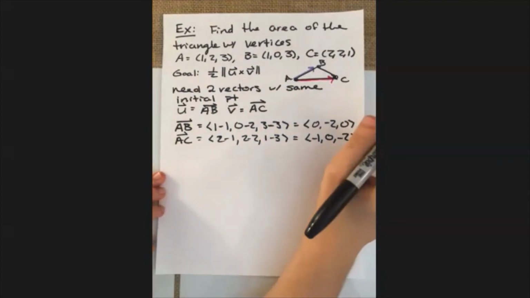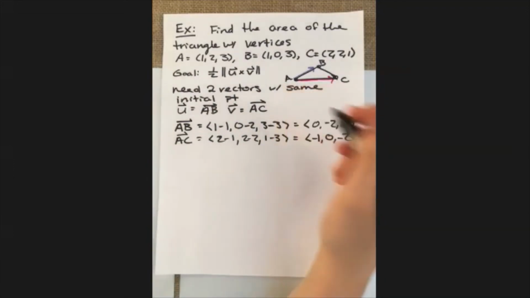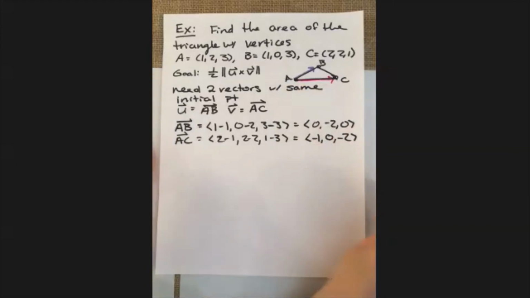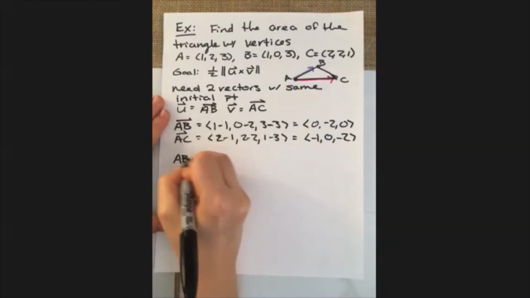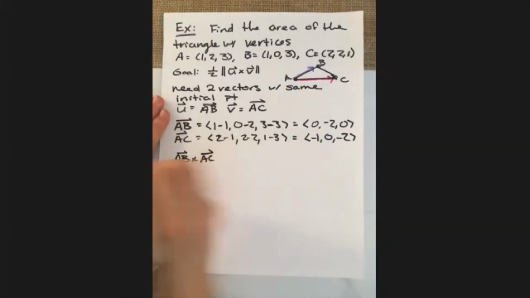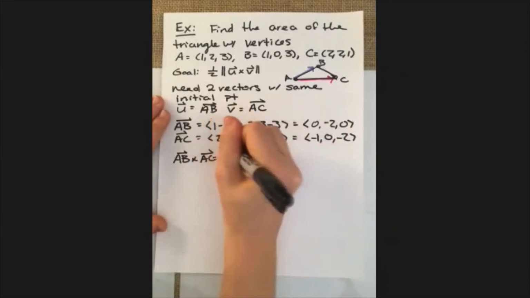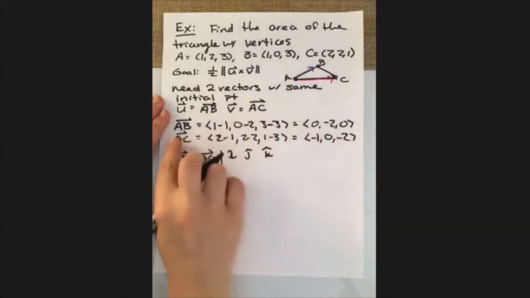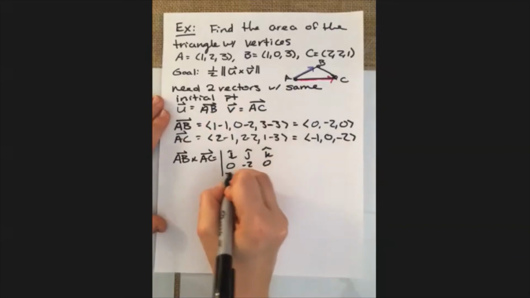Okay, so now we have our two vectors, and all we've got to do at this point is plug them into our cross product, take the determinant, and then take half of that to get the area of our triangle. And here we go. So we have AB cross AC. That's equal to, oops, that should be an i hat, j hat, k hat, and then we stack AB and AC into here like so.